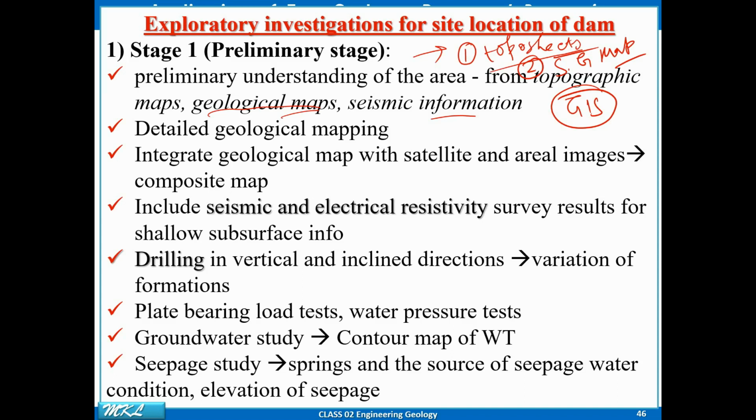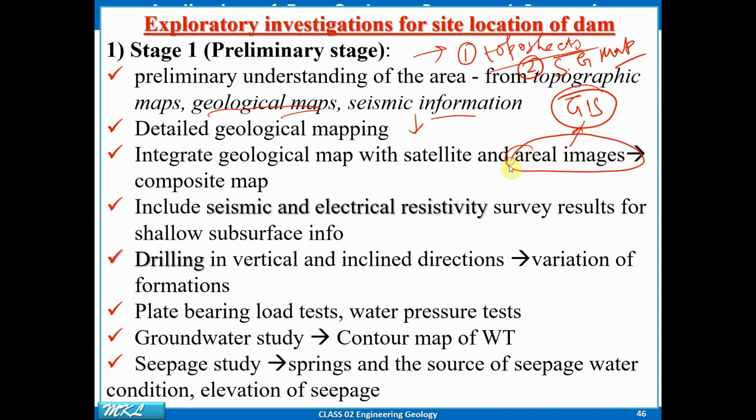When I am looking at an area or a particular position, I want the integrated information, like what structural features are present and what the water table condition is. Then you will go for detailed geological mapping. If geological maps are not available, or even if they are available, also go for geological mapping. Make a map of your own. Then that geological mapping and the entire information will be integrated in GIS.